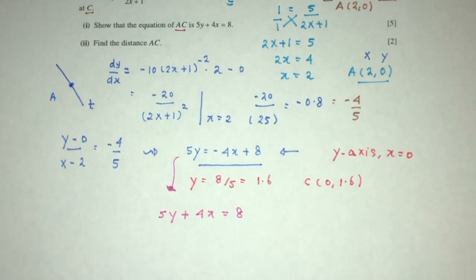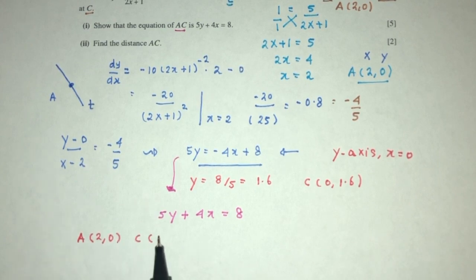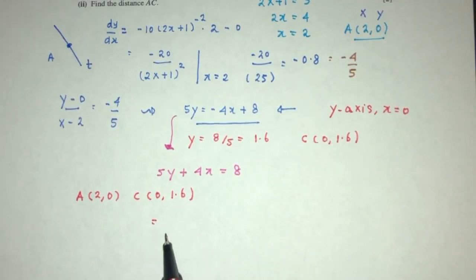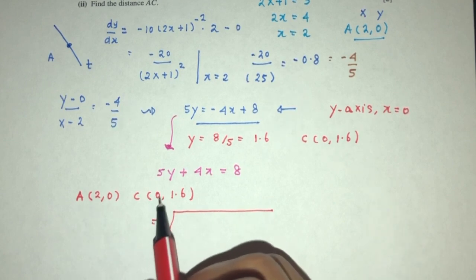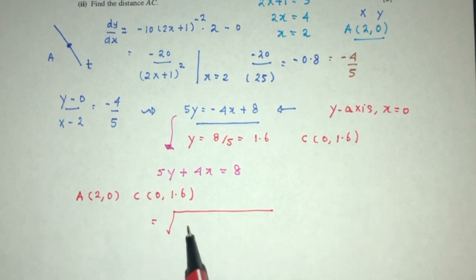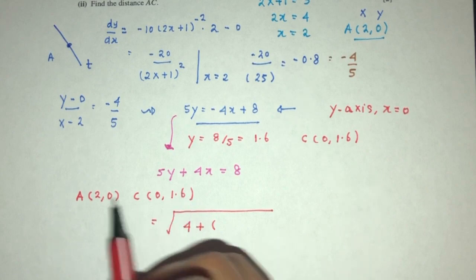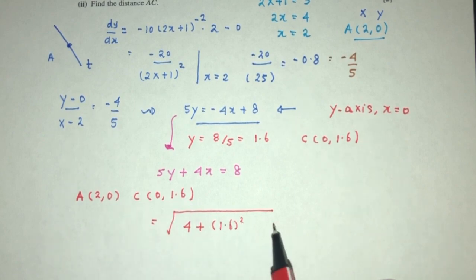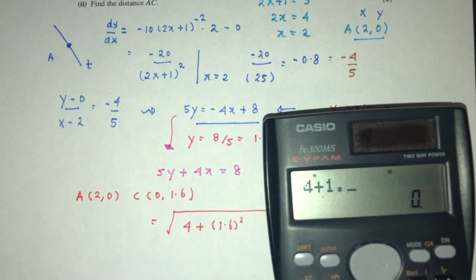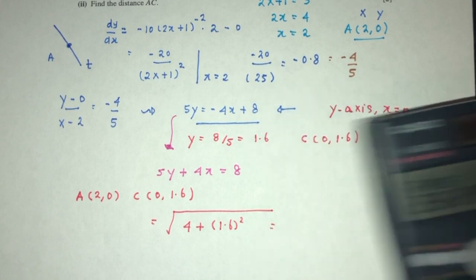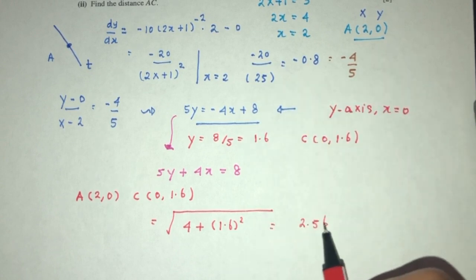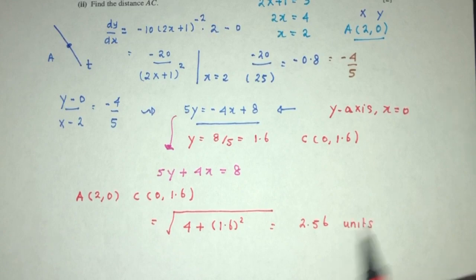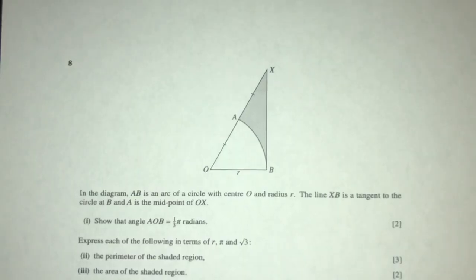Now to find the distance AC, I know the point A is 2, 0. The point C is 0, 1.6. We can find this pretty easily. That will be what? Square root. x2 minus x1 should be minus 2 squared, that should be 4, plus this minus this will be 1.6 squared. So 4 plus 1.6 squared, then square root of that should be 2.56 units, correct to 3SF. And that will be part 2 of your question. Now let's move on to the next question.